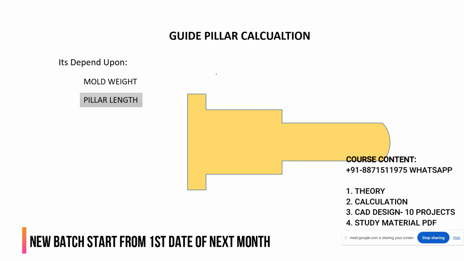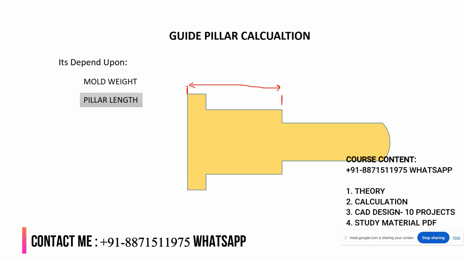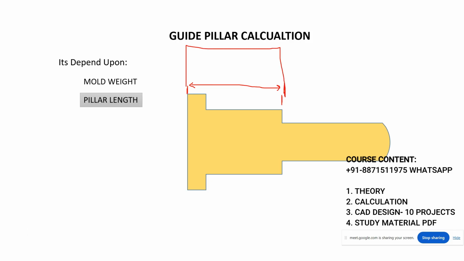So here you can see that from this point to this point, this portion will be in the core part, right or wrong? Core plate. You can see that. And this is the pillar, and the pillar will enter into the bush, right or wrong? And this is the initial dimension of the cavity. You can see that this is the initial phase of the cavity, right or wrong? Correct.